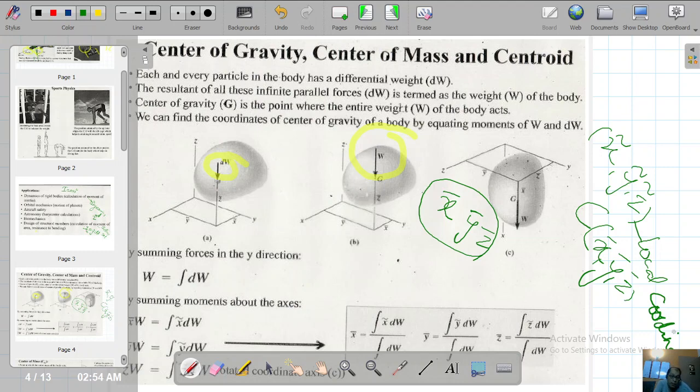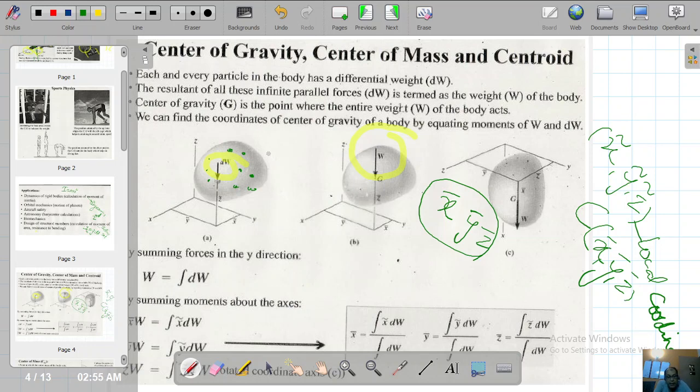Every body is composed of many of these local coordinates. For example, if this body is here, it will have, here, one local coordinate. It is made up of infinite coordinates. Here also, here also, here also. You can say there are an infinite number of these local values. Like this is dW, then this is dW1, dW2, dW3, dW4, dW5, dW6. So it is composed of a lot of these individual dWs.